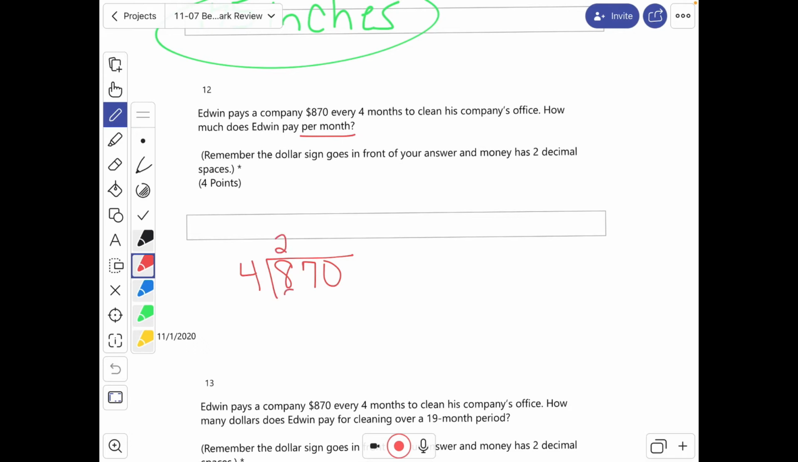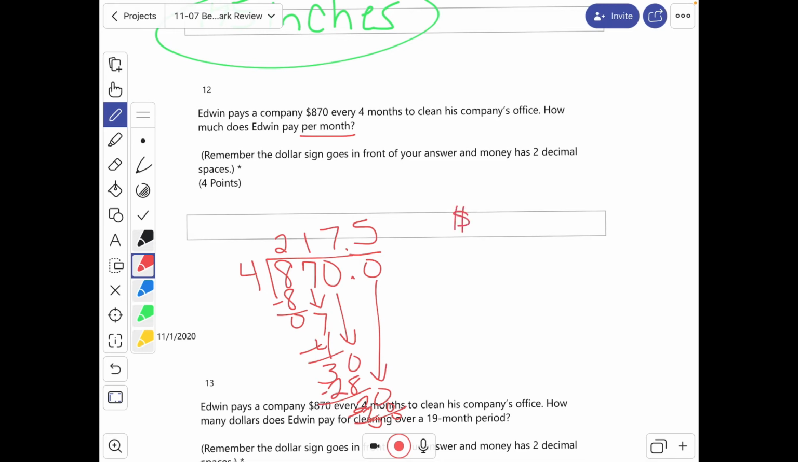4 goes into 8 twice. Nothing left over. 4 goes into 7 once, with 3 left over. 4 goes into 30 7 times, 2 left over. Put a decimal, a 0, and keep going. 4 goes into 20 5 times. Nothing more left over. But this is money, and money has 2 decimal spaces, so $217.50 is for 1 month.